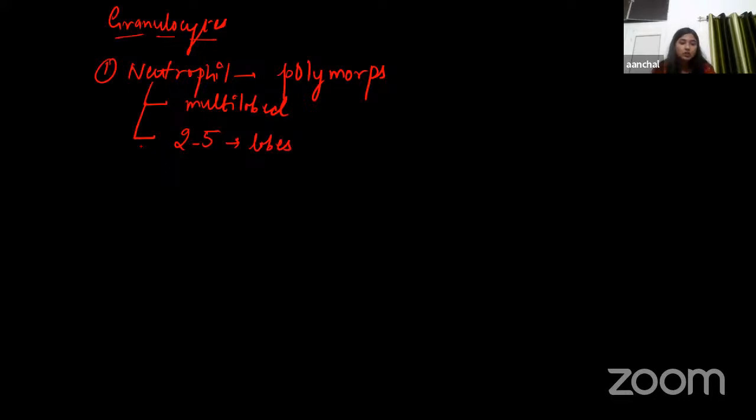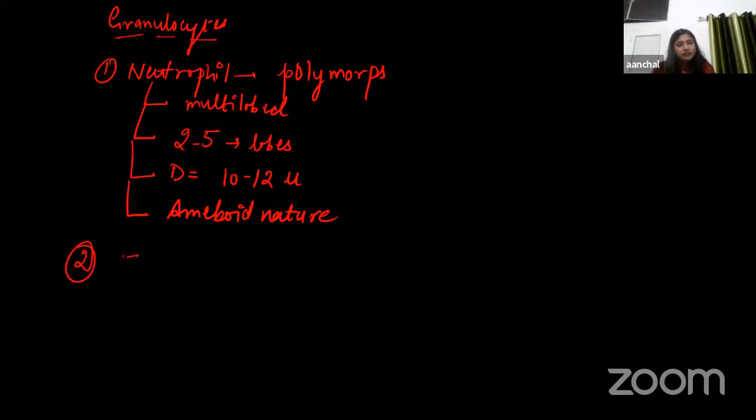lobes. Okay, now talking about the diameter of the cell. So the diameter of the cell is 10 to 12 mu, and they are spheroid in nature. Okay, so this is all about the properties of neutrophil. Then second we have another granulocyte, that is eosinophil.